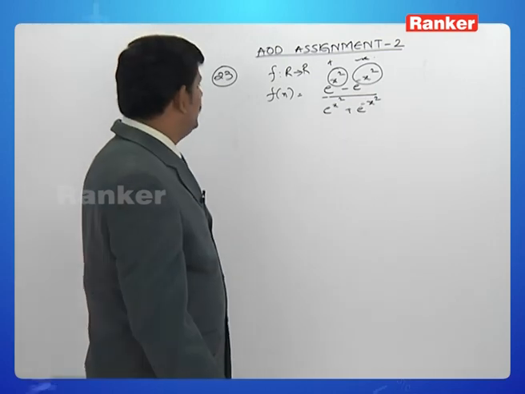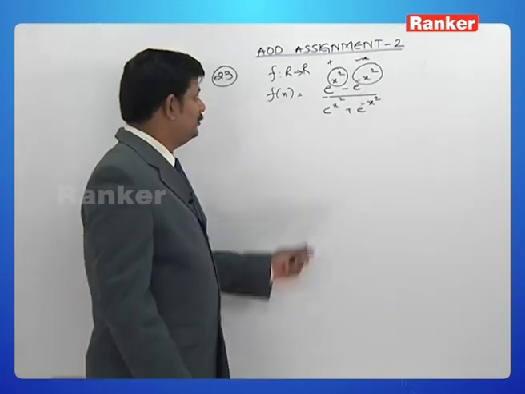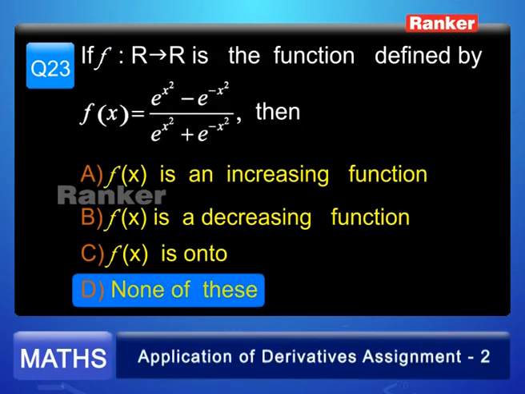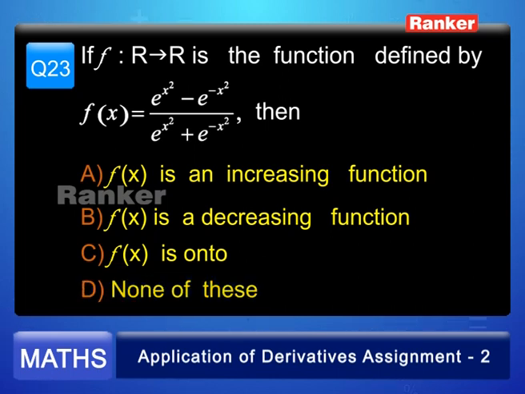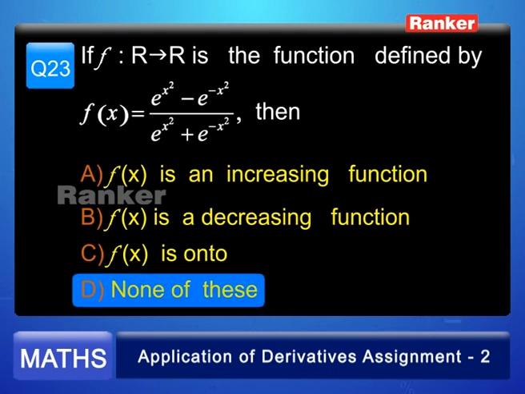So that can never make the function onto. For it to be onto, the range has to be R, and here we can see negative numbers never belong to the range of f of x. So the function cannot be onto. So it's option D, none of these.